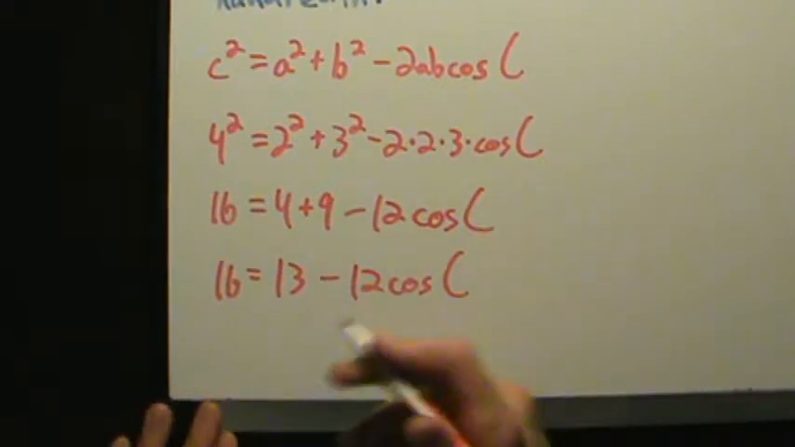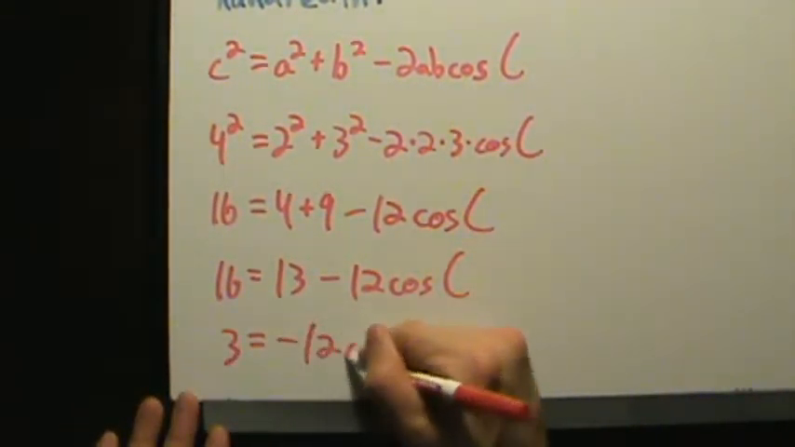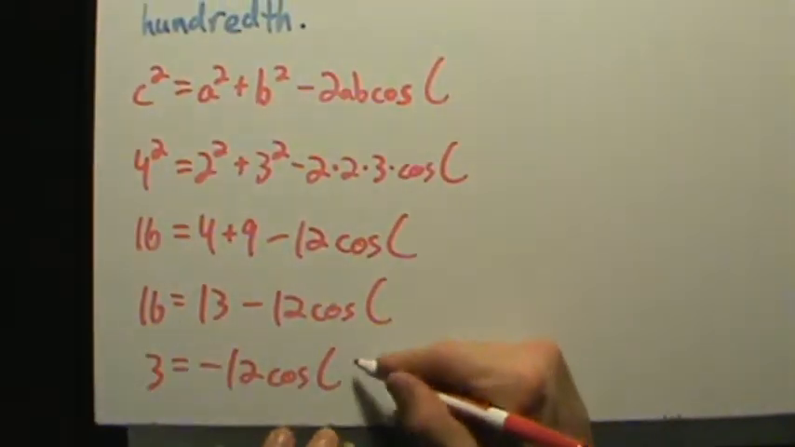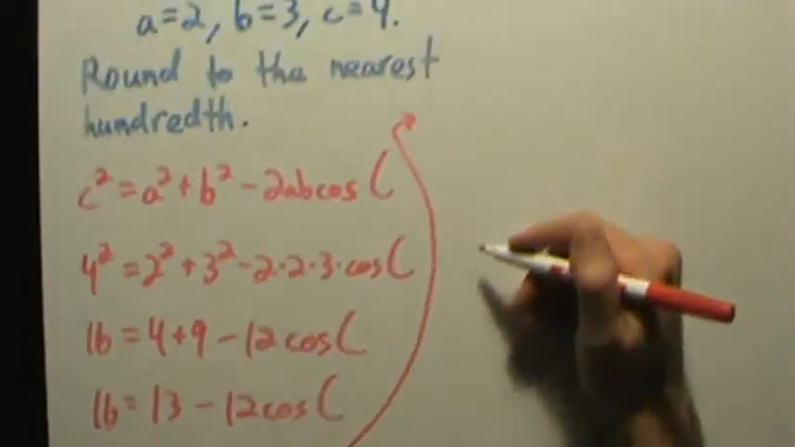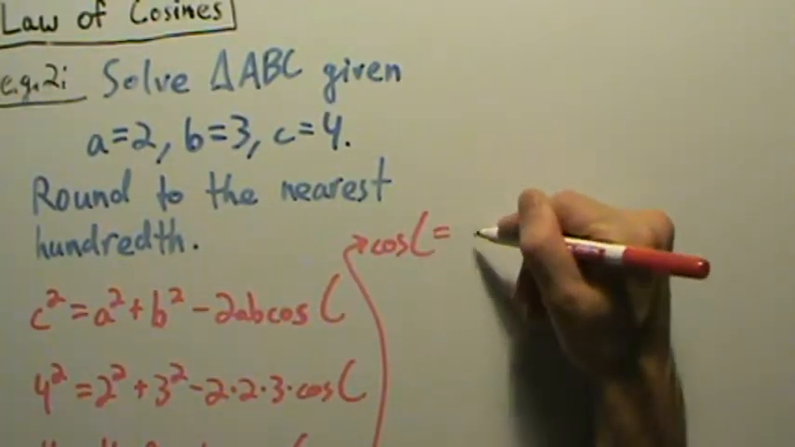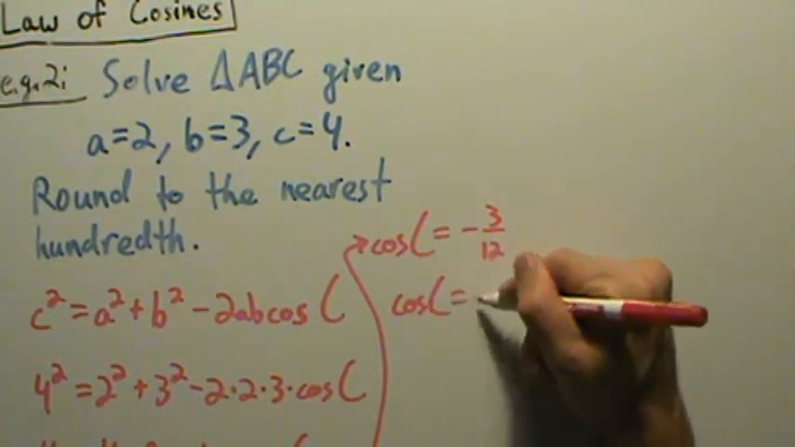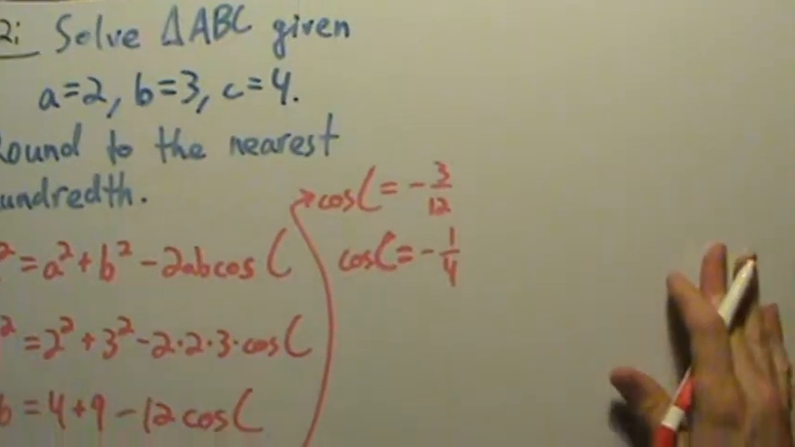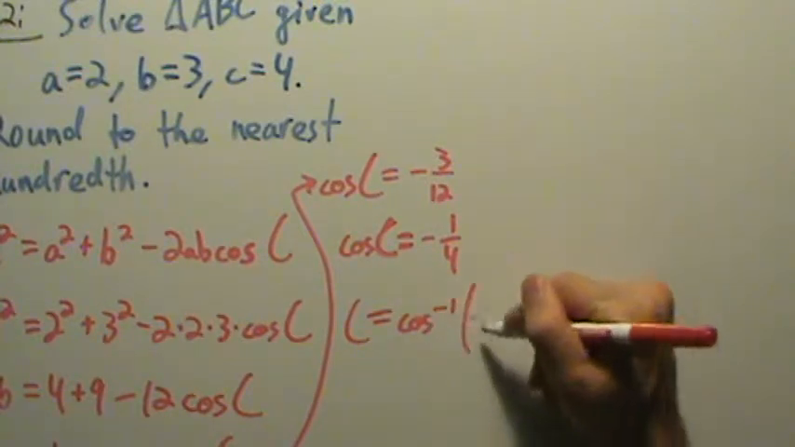So subtract 13 from both sides. 16 minus 13 is 3. So this is 3 equals negative 12 cosine of C. Then divide both sides by negative 12, and we get cosine of C equals negative 3 over 12, which we might as well simplify. That's negative 1/4. So now we can say C equals the inverse cosine of negative 1/4.